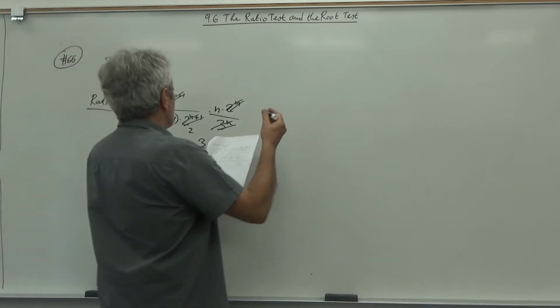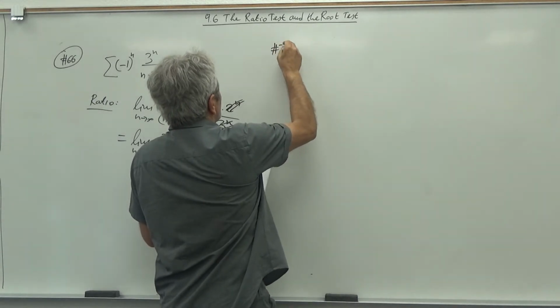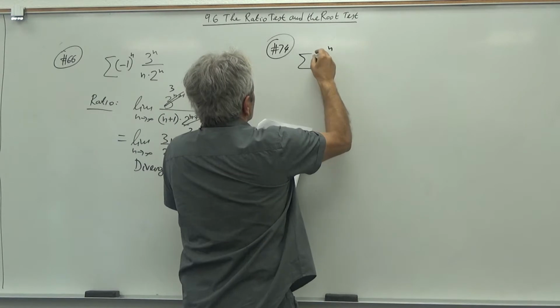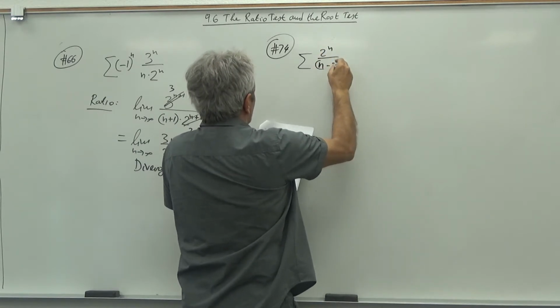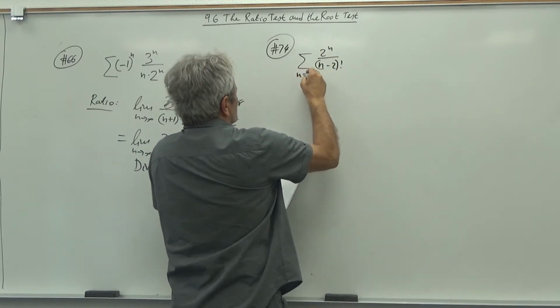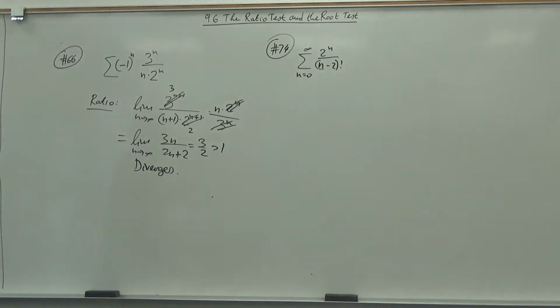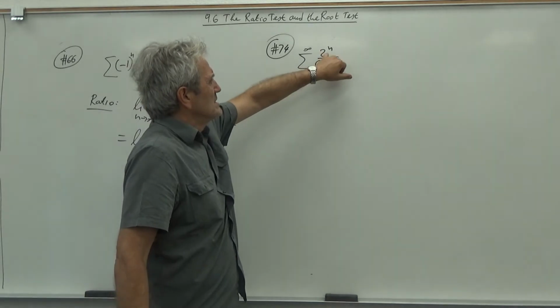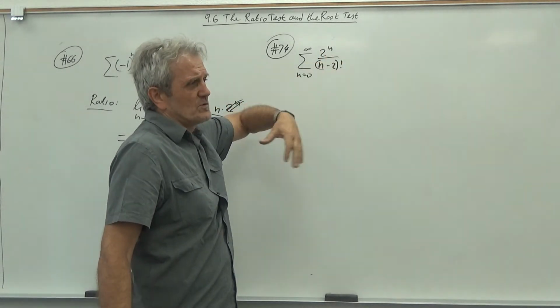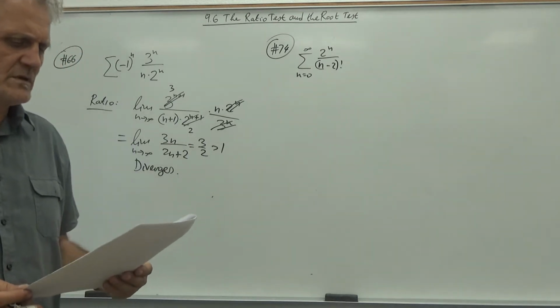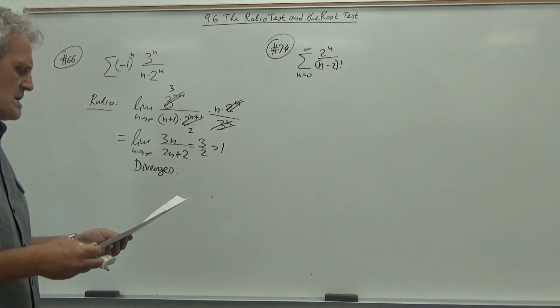One more problem. As I said, now you just do the drilling to get used to the idea, and it's algebra. The sum of 2 to the n over n minus 2 factorial, n equals 0 to infinity. Again, for this one, it's quite obvious that it converges, because in the numerator you just have 2's, and on the bottom you have bigger and bigger numbers. So it's quite obvious that it will converge.